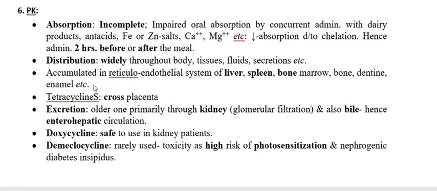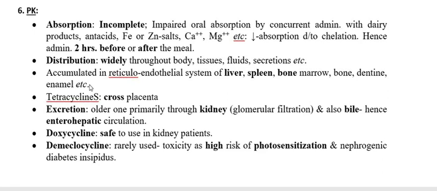Because of this accumulation in the bone, dentine, and enamel, they form a chelate complex. That is the chelation complex, and we call it tetracycline calcium orthophosphate.